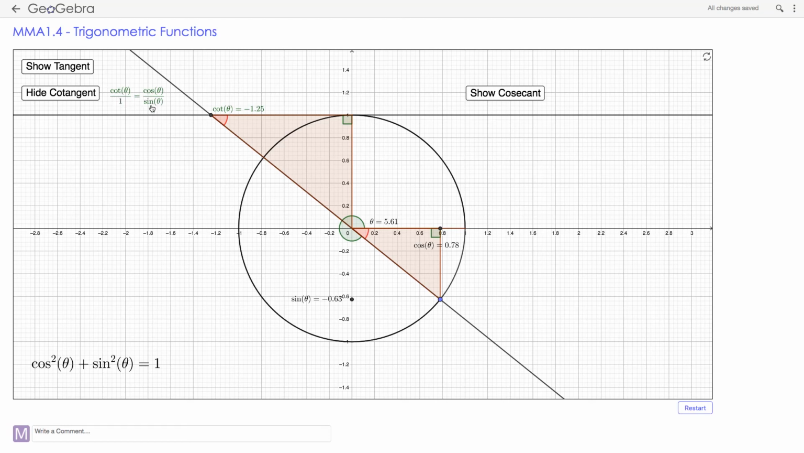In this case, you should just say cosine divided by sine, which is the same as tangent to the minus first. And then you also have the cosecant, which is of course the length of the line from here to there. And again, there's a relation like this. So you can calculate the cosecant by saying 1 divided by sine of theta.